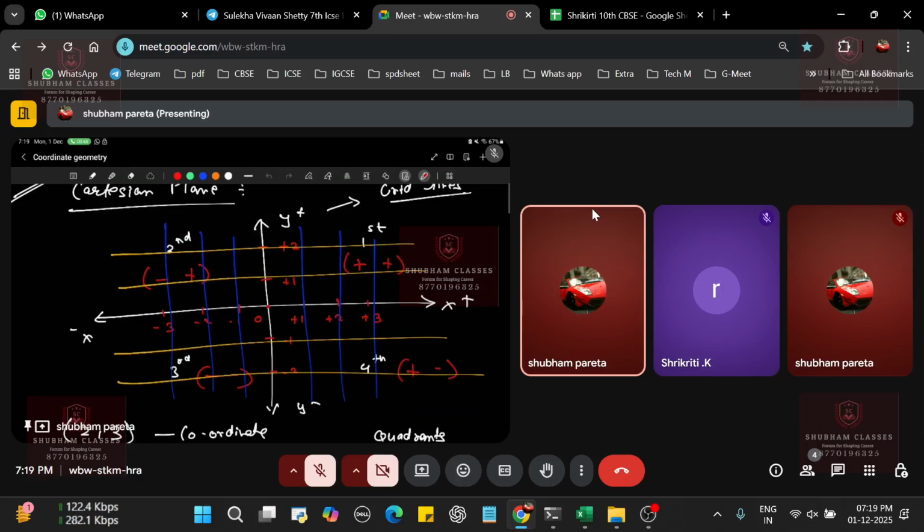Okay. First of all, we will see what is x positive negative, then y positive negative, and it will go in the anti-clockwise direction. The first quadrant is like this. Second quadrant is over here. Third is over here. Fourth is over here. Okay.